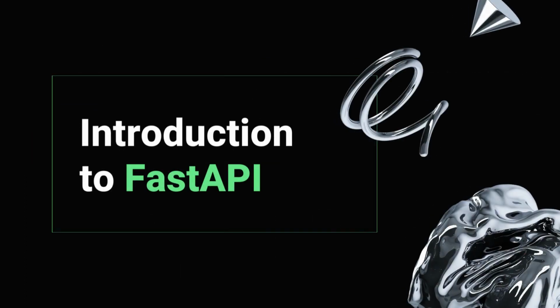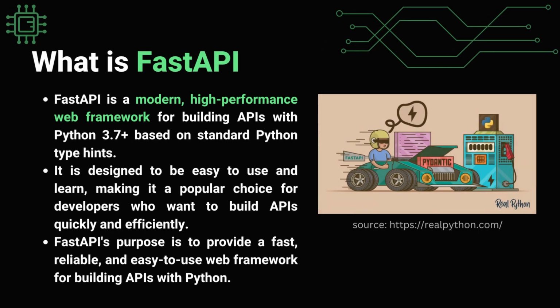Now let's move on to FastAPI. FastAPI is a modern high-performance web framework for building APIs with Python 3.7 based on standard Python type hints. It is designed to be easy to use and learn, making it a popular choice for developers who want to build APIs quickly and efficiently.